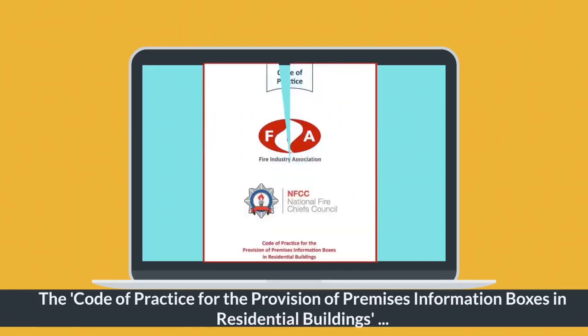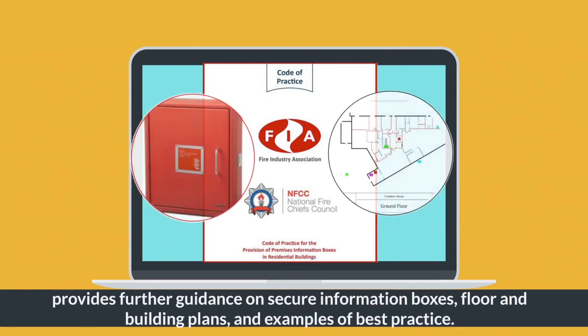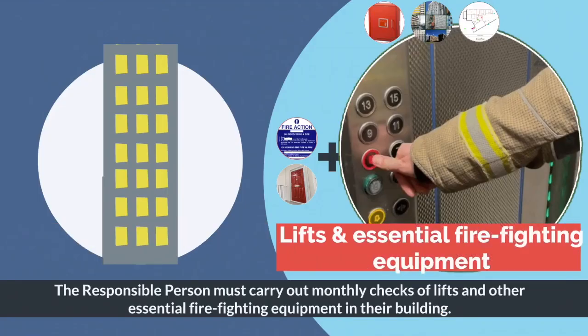The Code of Practice for the Provision of Premises Information Boxes in Residential Buildings provides further guidance on secure information boxes, floor and building plans, and examples of best practice. The responsible person must carry out monthly checks of lifts and other essential firefighting equipment in their building.